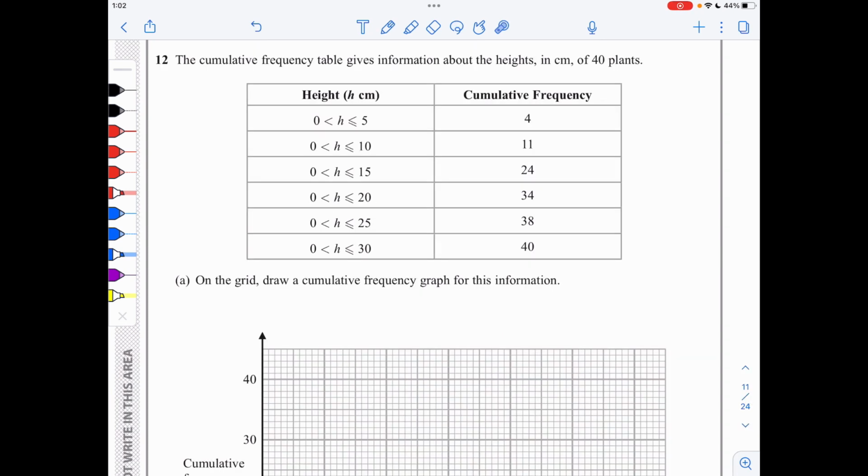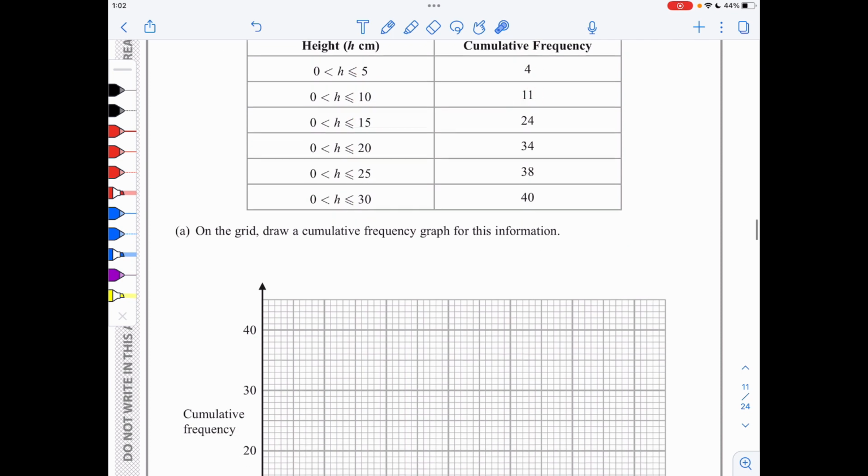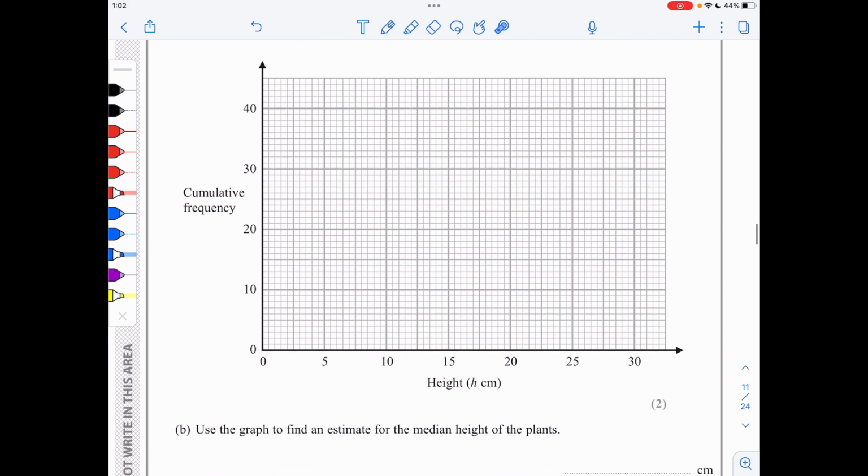In 12, we are being given information about the heights of 40 plants, and we are told to draw a cumulative frequency graph. Now we know that we should be plotting the cumulative frequency against the class endpoints, so 4 against 5, 11 against 10, and so on. So we start by plotting the points, and then we can connect them either with straight line segments as shown to get a cumulative frequency graph, or we could draw them with a smooth curve. Both of them are acceptable by the examiner.